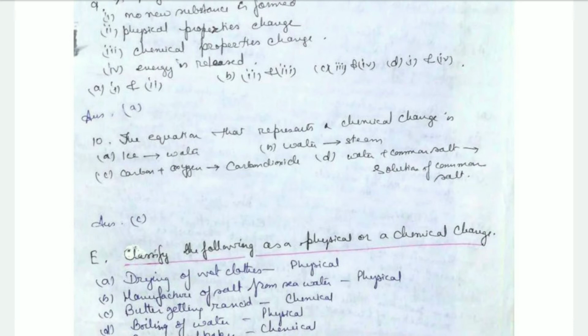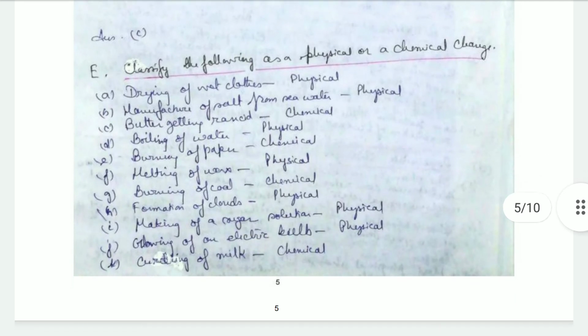Now, ice changes to water, that's a physical change. Water to steam, again steam can reverse to water, so that's not a chemical change, that's a physical change. Then water with common salt produces a solution of common salt, that is also a physical change. Now, next question, classify the following as a physical or a chemical change.